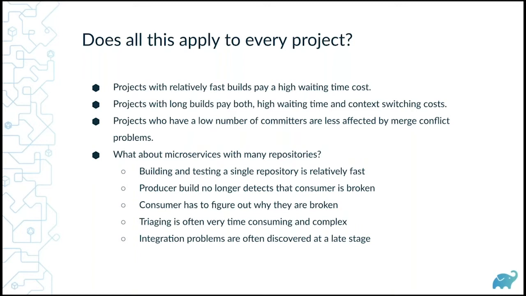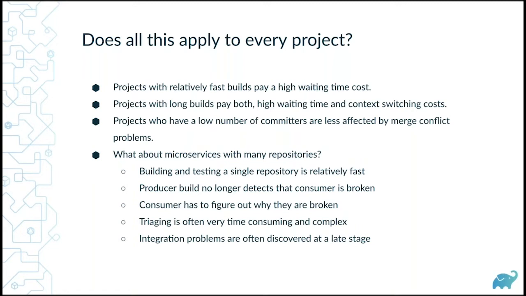But some people say, hey, we're doing microservices. We don't have those problems, right? So let's say building and testing a single repository is relatively fast because you have many repositories. There is still a lot of incentive to make it faster. We talked about it. But you're now in a challenging situation. The producer build no longer detects that the consumer is broken. That's the nice thing when you have a single build: the producer runs the build, and then, oh, module 10 is broken by my change. That is no longer happening.